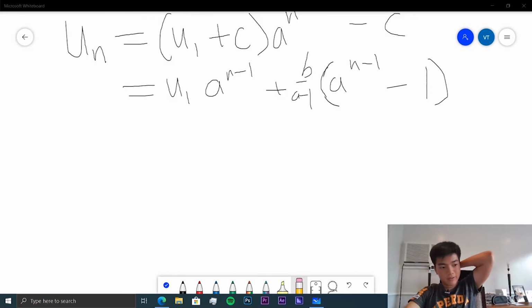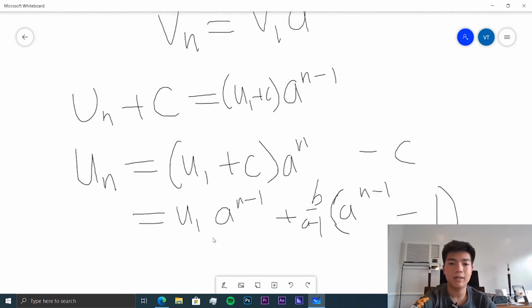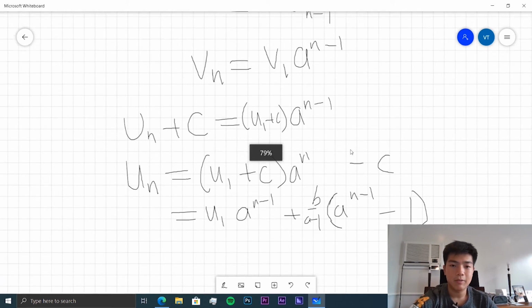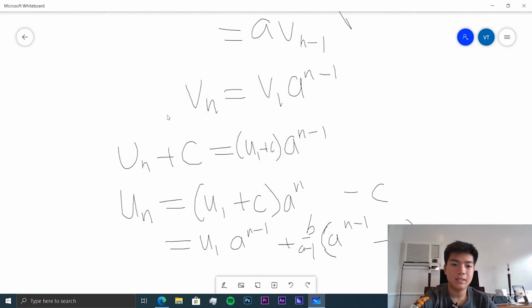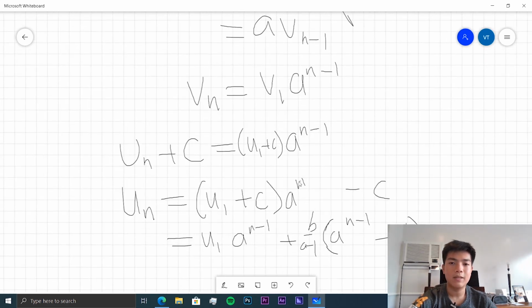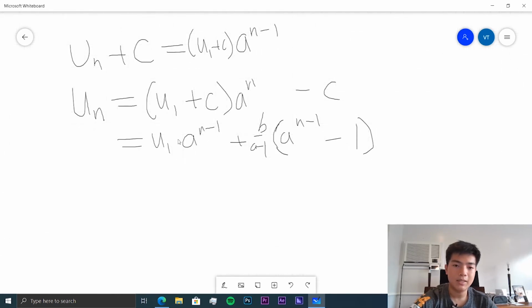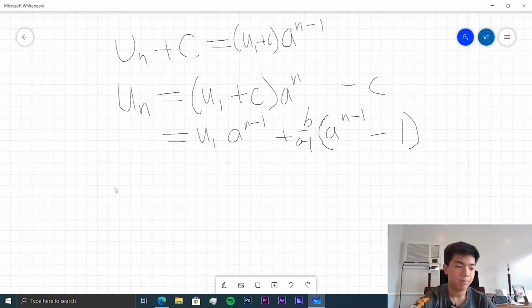Sorry about that. I was very confused because I thought we got the answer wrong, but apparently the answer is actually just this. So if we backtrack a little, we need to find this in terms of u of n. So u of n plus c equals u of 1 plus c times a to the n minus 1. U of n equals u of 1 plus c times a to the n minus 1, minus c. And so if we need to write it in terms of u1, a, b, and n, we can rewrite it as u1 plus b over a minus 1 times a to the n minus 1, minus b over a minus 1. So yeah, that's correct.